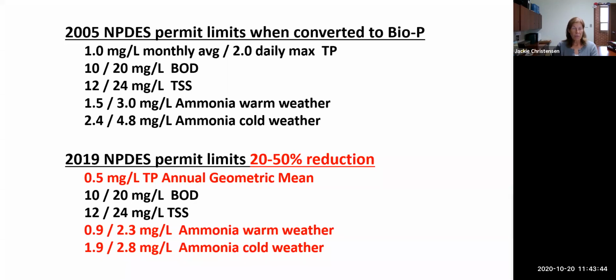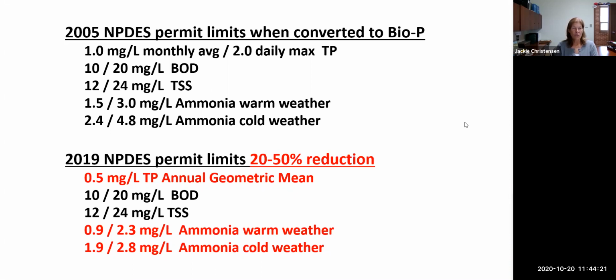So anytime you talk about a plant, you always want to know, well, what kind of limits do they have? Our 2005 limits, when we first did the conversion to the BioP, you can see we had a 1 milligram for total phosphorus, BOD and suspended solids, pretty typical. And then we have warm weather ammonia limits and cold weather ammonia limits. In 2019, we did see a reduction in our limits.